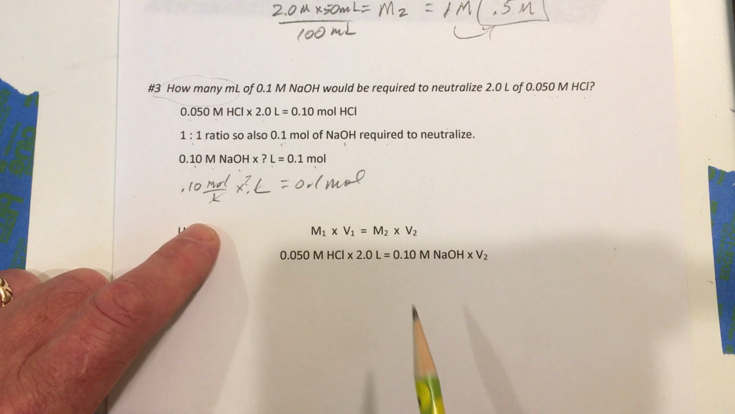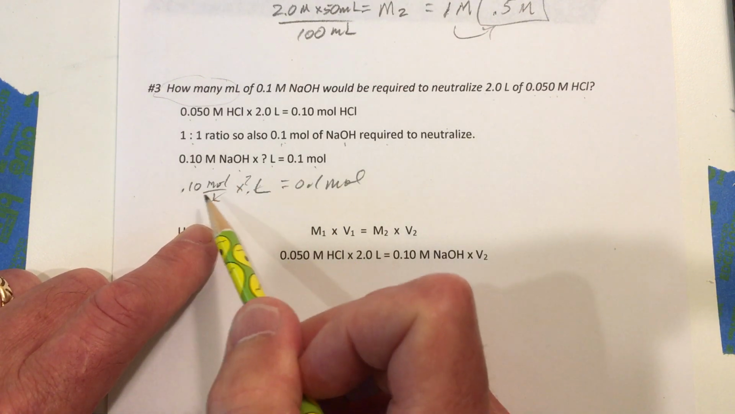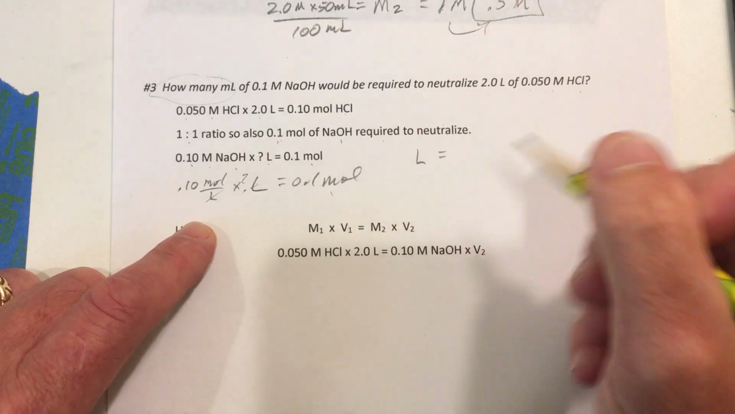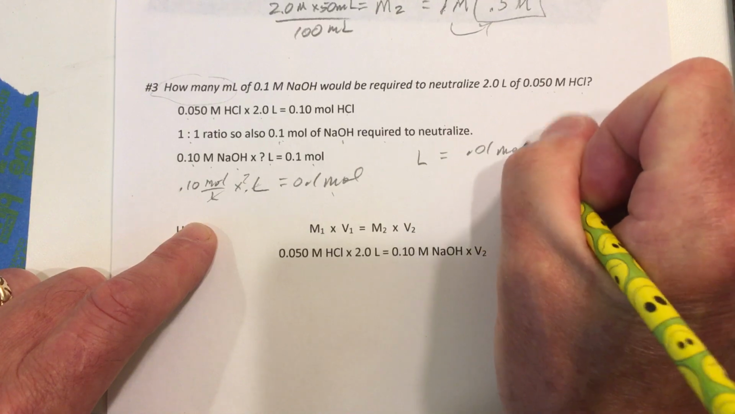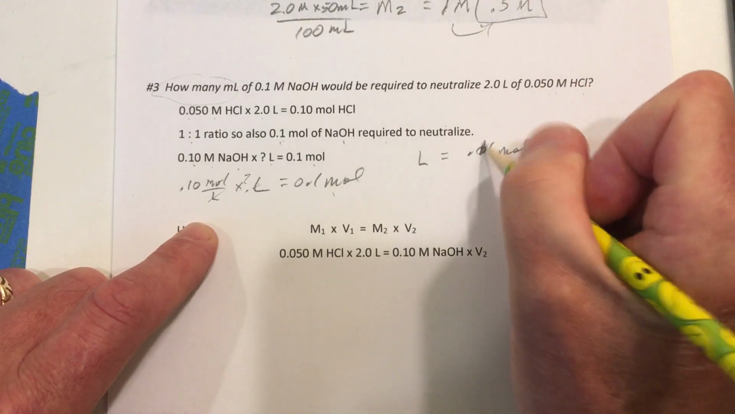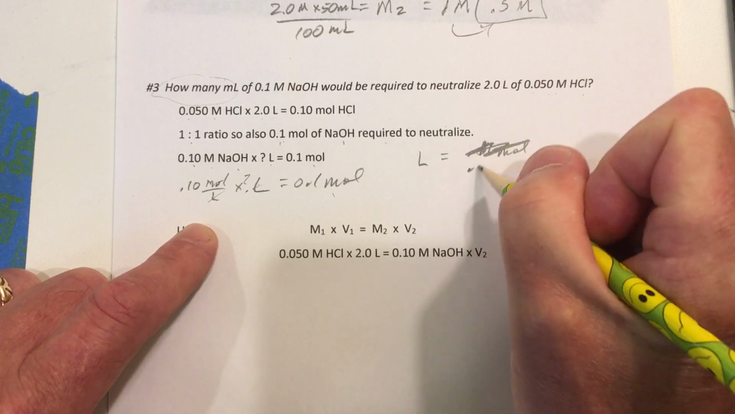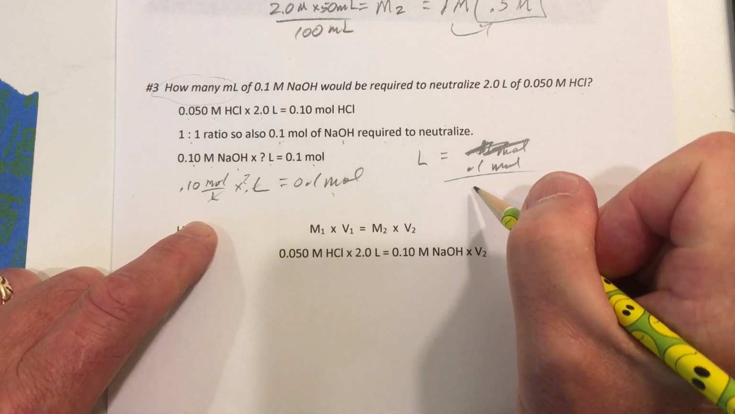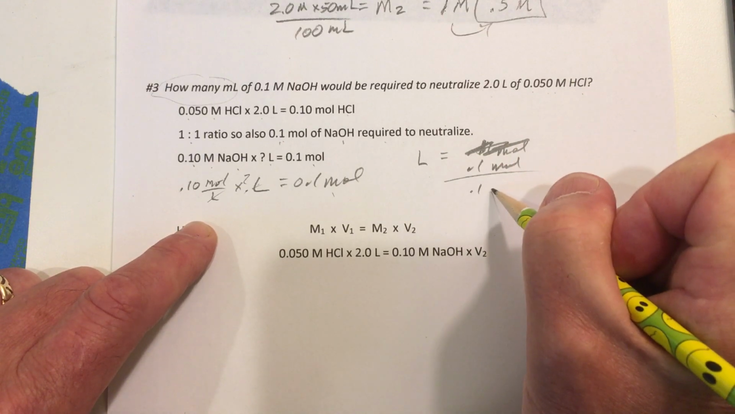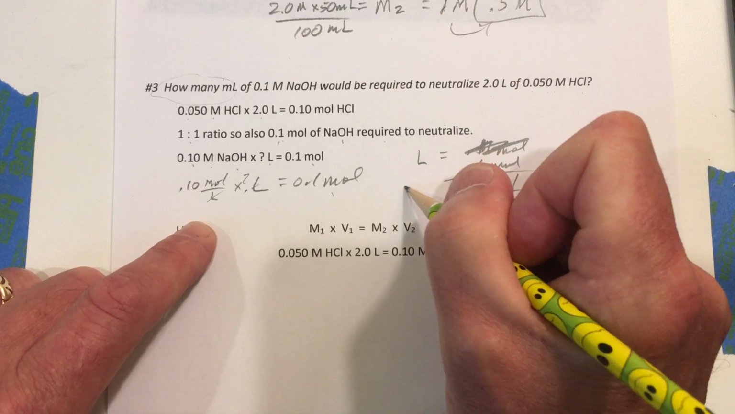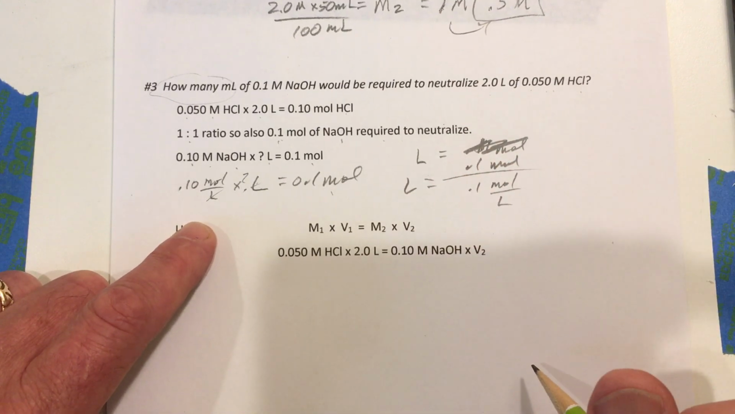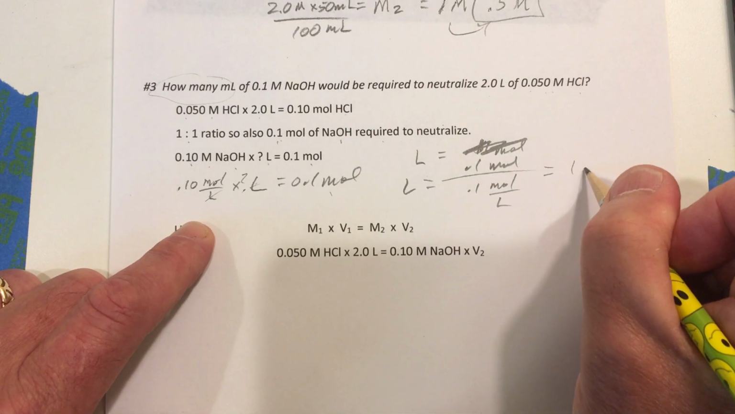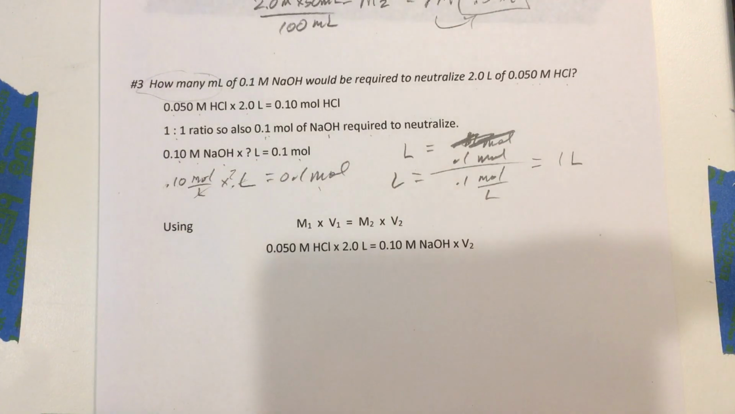So what we have to do is move this number to the other side so we can find our liters. Liters will equal 0.1 moles, sorry, divided by 0.1 molar, moles per liter. So the liters equals 0.1 divided by 0.1, which is going to equal 1 liter. There we go. 1 liter is our final answer.